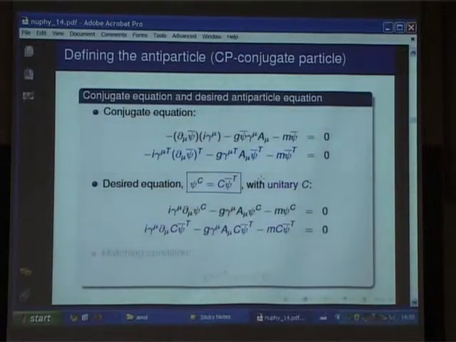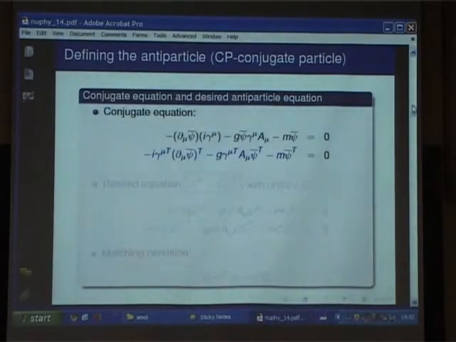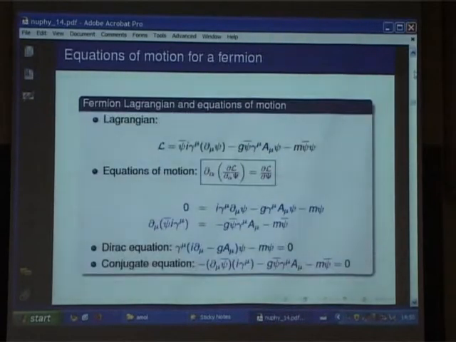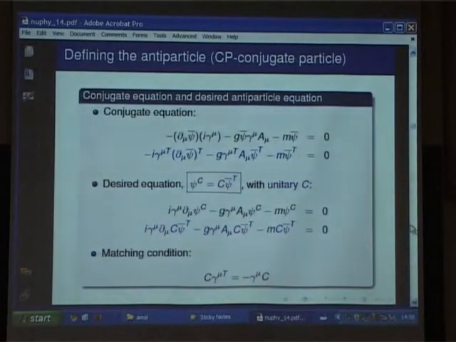So fine. I want an equation that should actually look like this. See, my Dirac equation for the particle was this: gamma mu i del mu psi minus G gamma mu A mu psi minus m psi equals 0. So for a conjugate particle, I want this side to be a plus. So what equation I am looking for therefore is this. There should be a plus sign here. So make it a big plus sign.